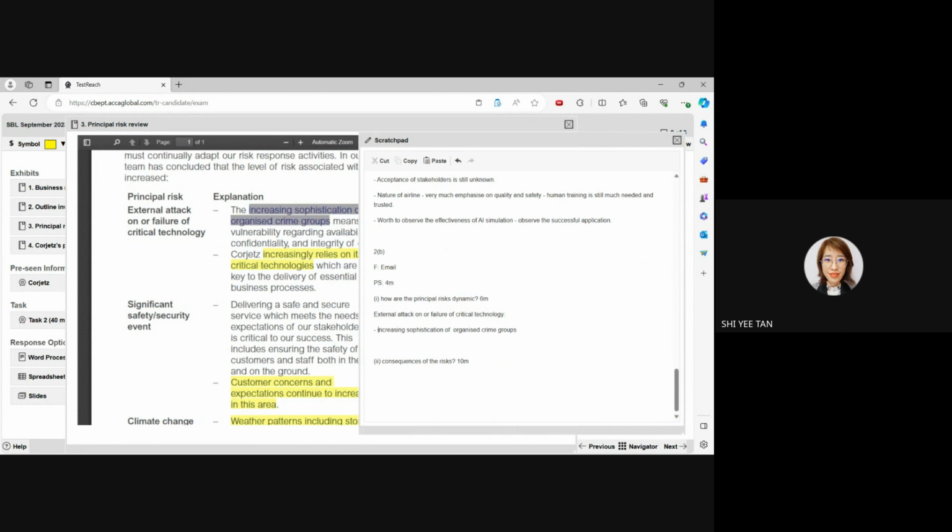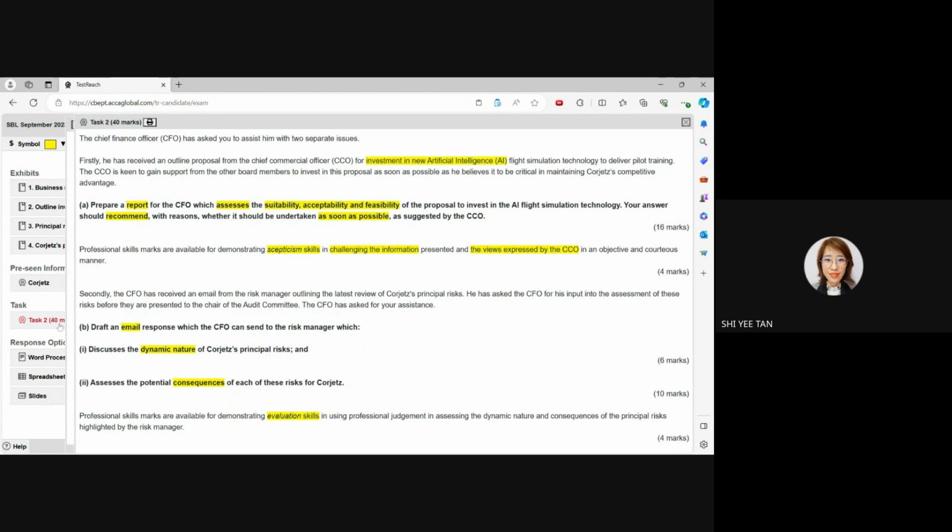So increasing sophistication of organized crime groups means, to me, it is increasingly difficult to predict cyber attacks and the relevant safeguards that the airline company needs to take. Okay, it's talking about the company.